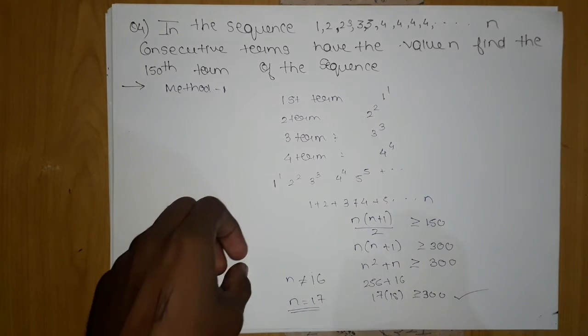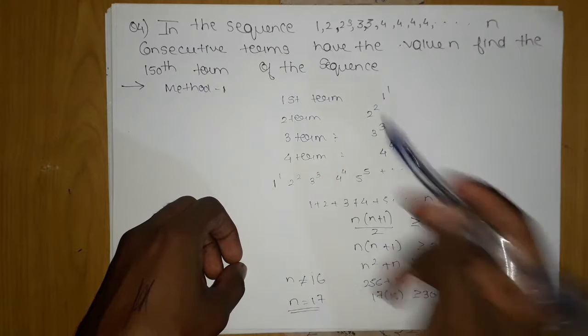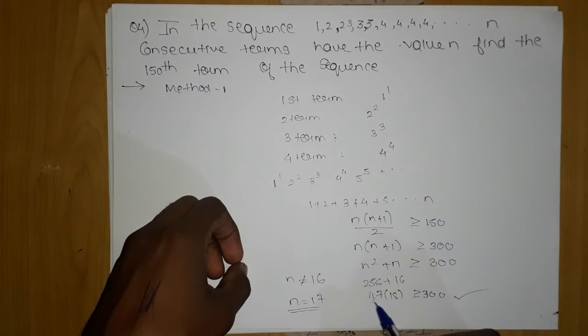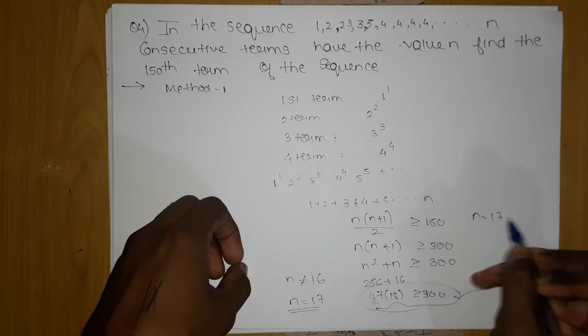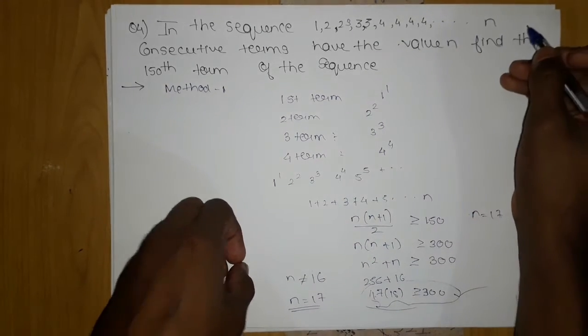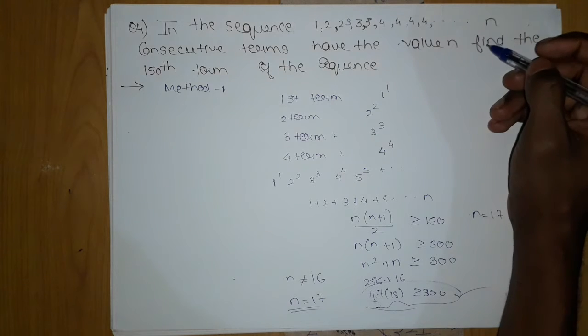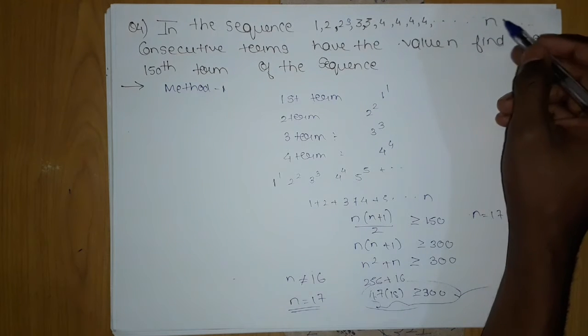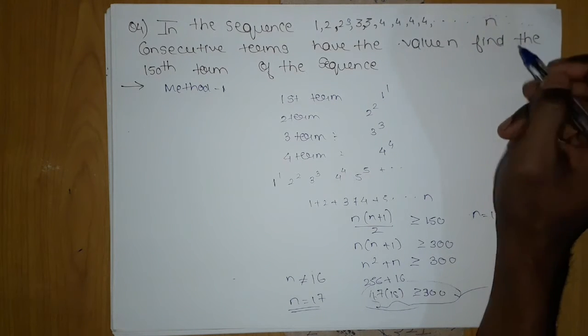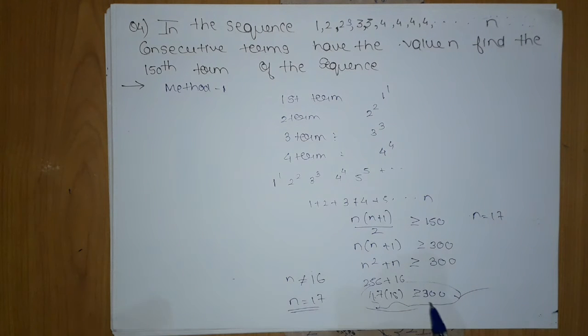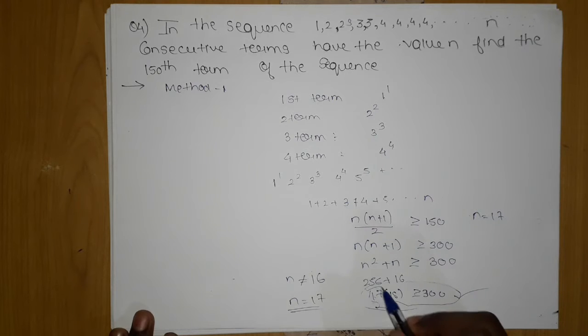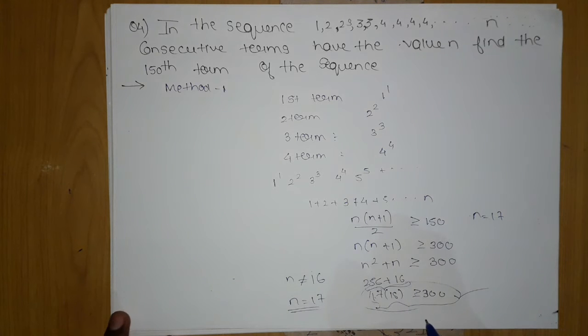So the least possible means at n equals 17, the 17th term will be repeated 17 times. So the 150th term will be 17 only. The 16 was there, but the last 16 lasted up to 256. After 256 plus 16, the 17 got started.